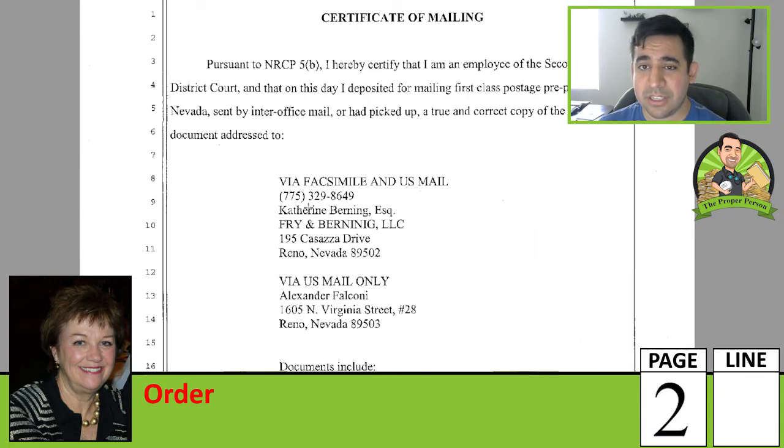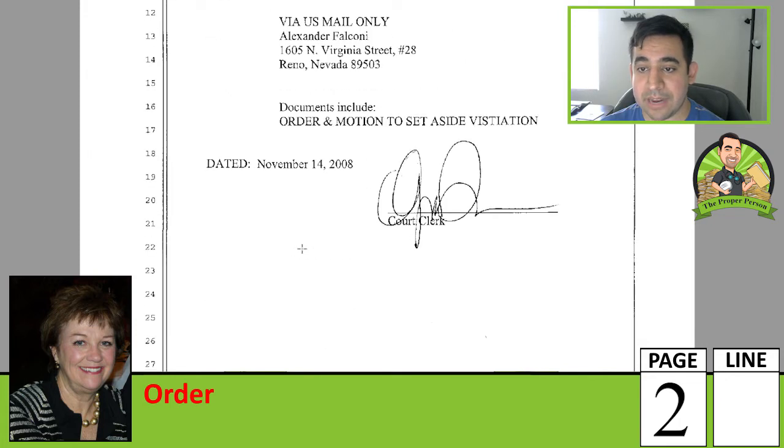And we have the certificate of mailing. I've gone through several of these before. It's just a certificate that lets the court know the document was served upon, specifically which parties the document was served upon, and specifically at which addresses. And nothing really jumps out at me here. It's pretty standard. So let's move on to the next document.